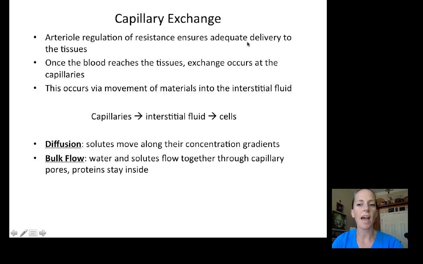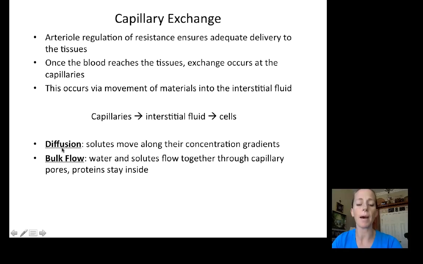So we're going to have adequate delivery to the tissues because of the arterial regulation. Once the blood reaches the tissues, we need to have exchange at the capillaries. So this occurs through the movement of materials into the fluid surrounding the cells. The fluid surrounding the cells is the interstitial fluid. So what we want is to have movement of fluid from the capillaries into the cells so that the cells can get the oxygen that they need. We also need to get the fluid from the cells back into the capillaries to return to the heart.